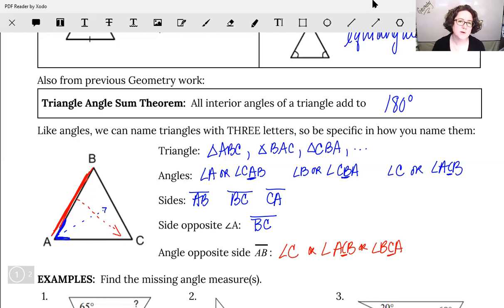The other part that we're going to need to know is how to find angle measures in our triangles. This goes back to the idea that all the angles in the interior of a triangle are always going to add to 180 degrees. So if we know two of the angles in the triangle, that means we can figure out the third by just subtracting from 180. So let's try out a few.